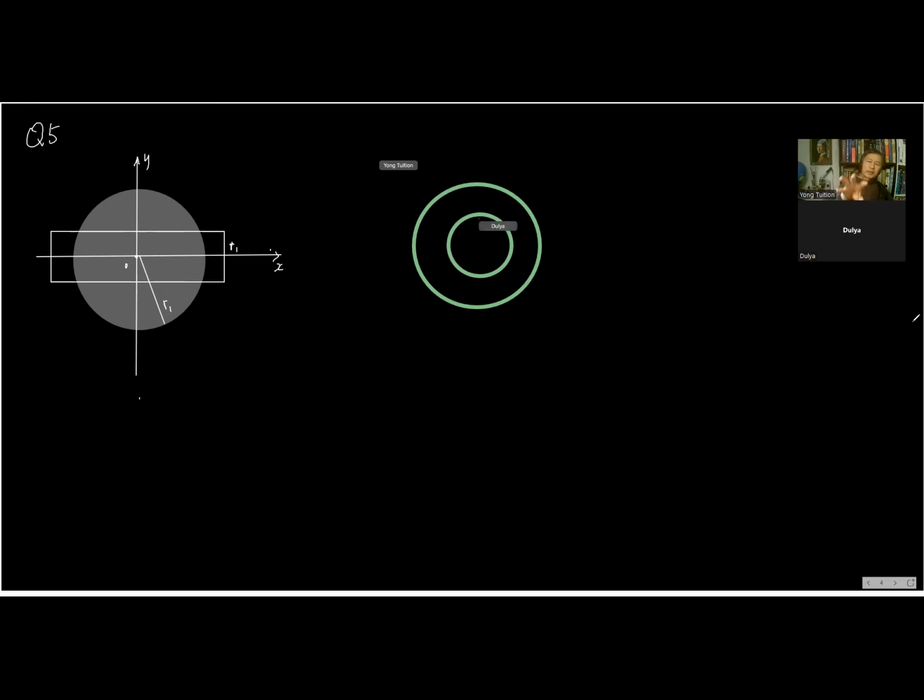That is not a cross section. You look into the cylinder, right? Look in parallel to the cylinder. That's what we're going to see.